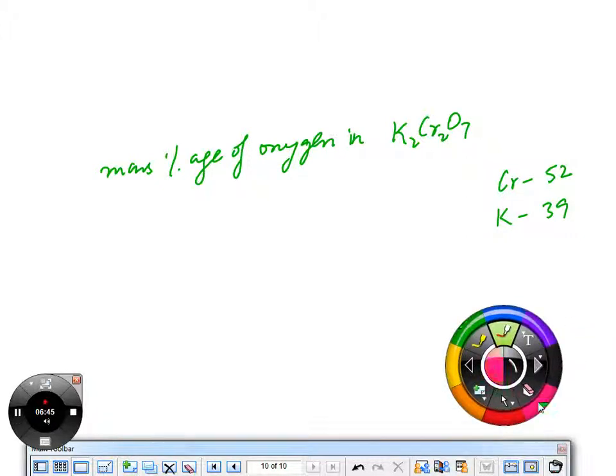Let us calculate this. So this will come out to be 16 into 7 divided by इसका जो molecular mass होगा, and the molecular mass is 294 into 100, and that will come out to be approximately 38%. So here oxygen is 38% by mass.